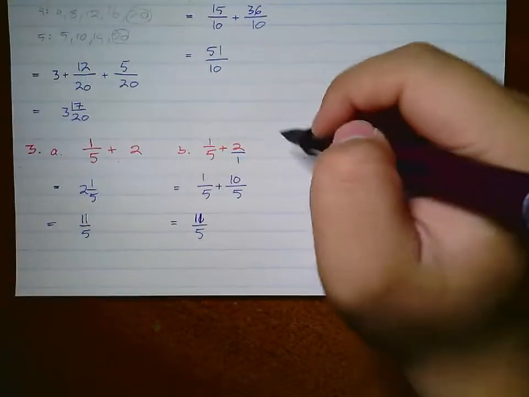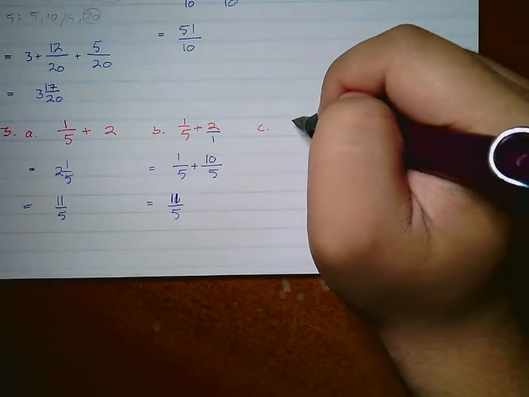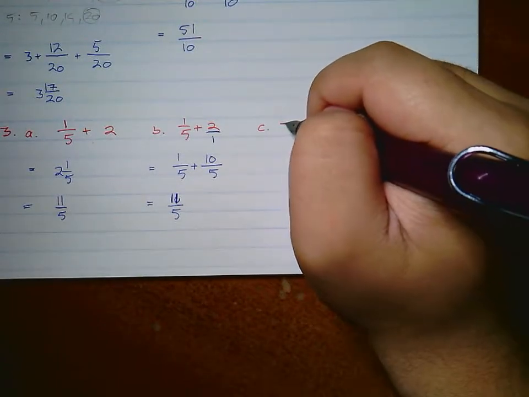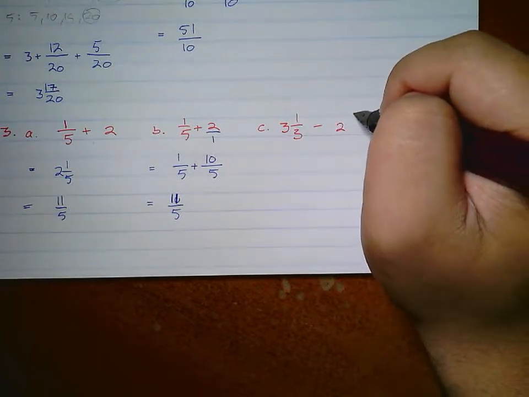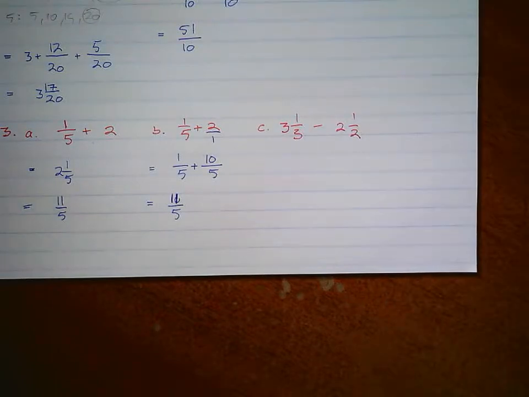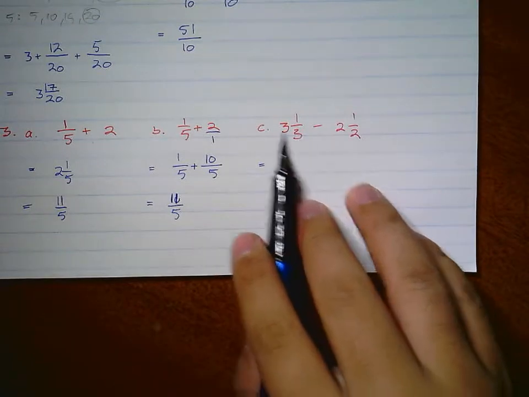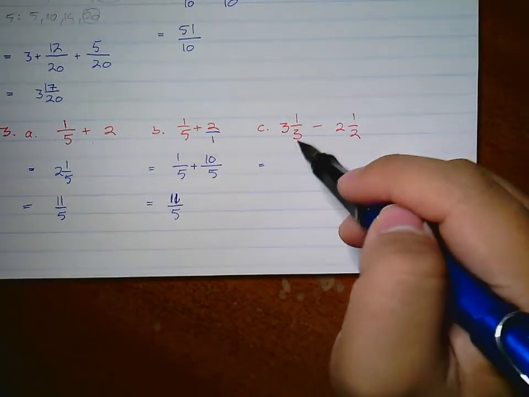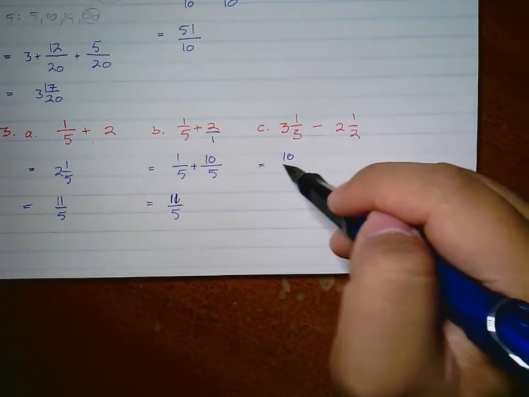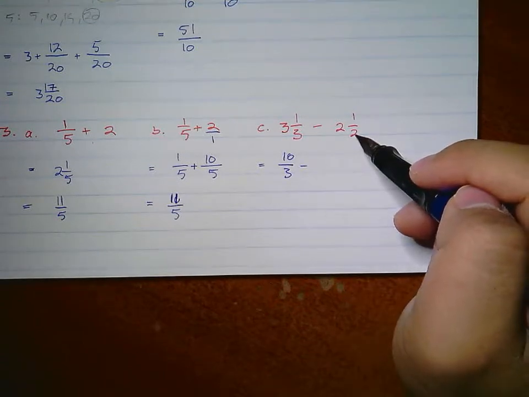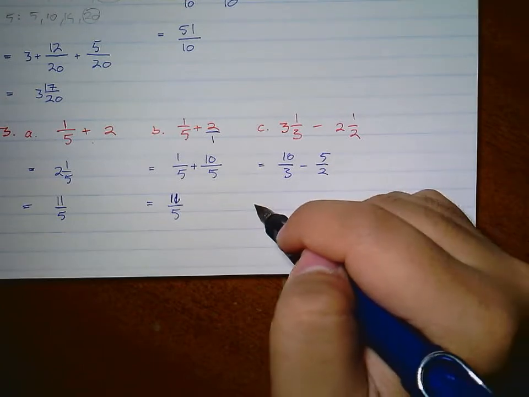Let's take a look at now what happens when we subtract fractions with whole numbers. Let's take a look at this mixed fraction, 3 and 1/3, take away 2 and 1/2. For this, I like to convert both of these into improper fractions. So 3 times 3 is 9. 9 plus 1 is 10 over 3. 2 times 2 is 4, plus 1 is 5 over 2.